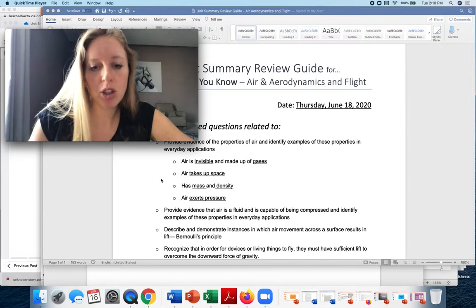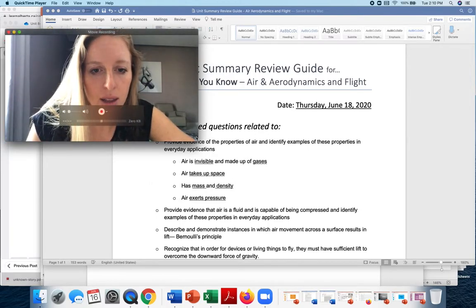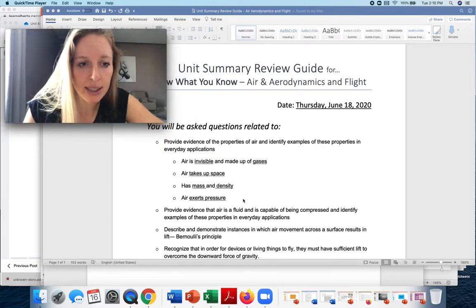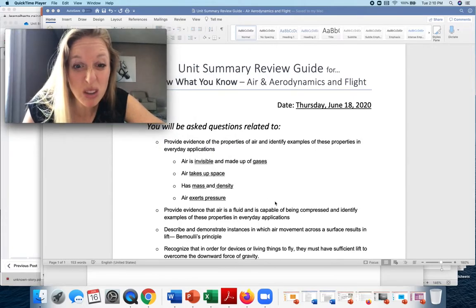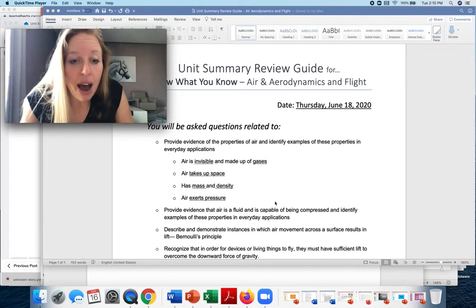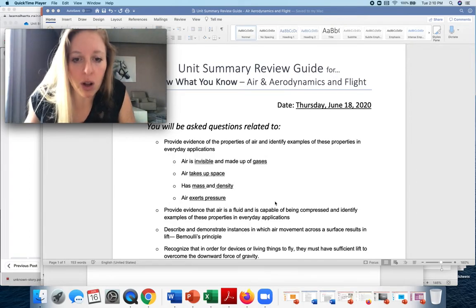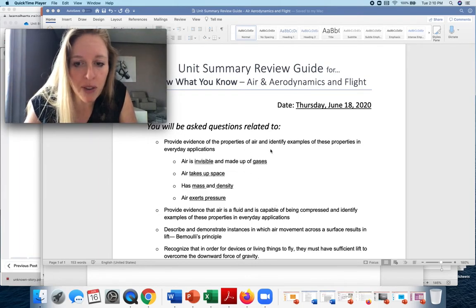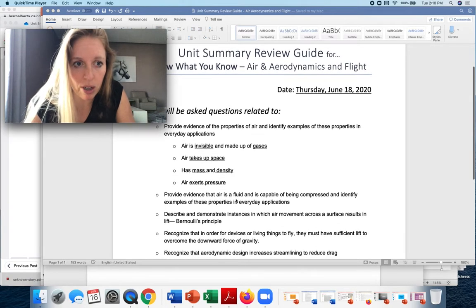Okay, so this is what is on the Show What You Know, and you can use your notes, so hopefully that makes it that much easier. First of all, provide evidence of the properties of air and identify examples of these properties in everyday applications. These are the ones that we learned, right? Air is invisible and is made up of gases. Air takes up space. Air has mass and density, and air exerts pressure. That's really important to understand.